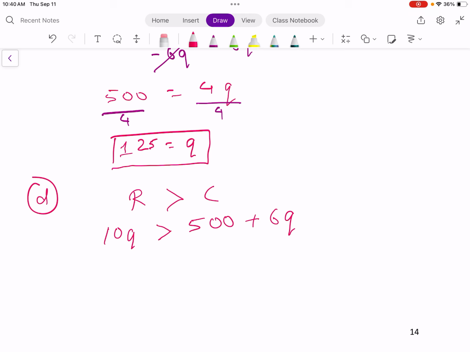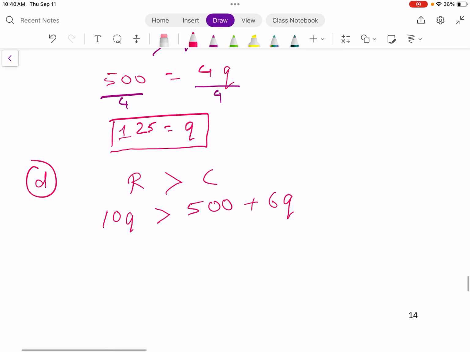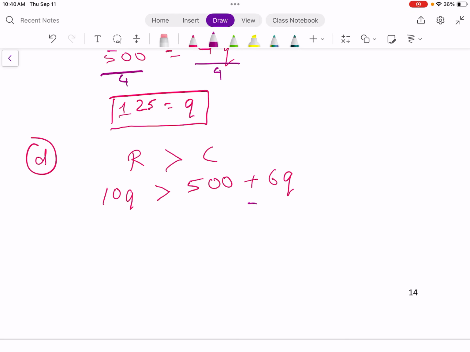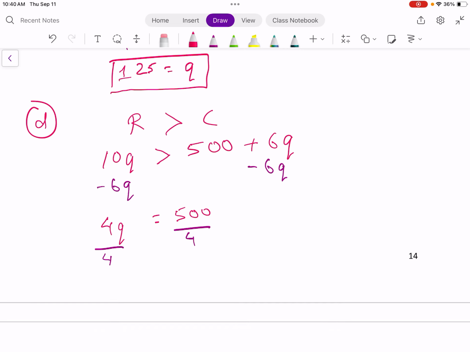So we always prefer to have more revenue. That's the only purpose of business, right? So we need to find the coffee that we need to sell to make a profit. Now this is an inequality. Okay, so let's solve this inequality. You subtract 6Q on both sides. So we have 4Q greater than 500. Now we need to get rid of 4, so divide by 4. Now what is our Q? Sorry, not an equals sign, I'm sorry. This is an inequality, so it remains the same: Q is greater than 125.